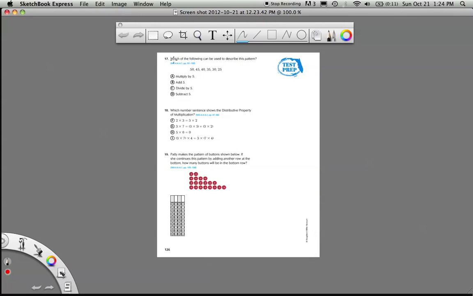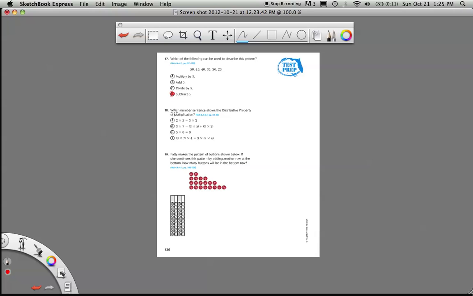All right. We have a pattern here. We have to see what they're doing to the pattern. So I asked myself, what do I do to 50 to get 45? Or what do I do to 45 to get 40? What do I do to 40 to get 35? And so on and so forth. That one's pretty easy to see. All I'm doing is taking away 5 each time.